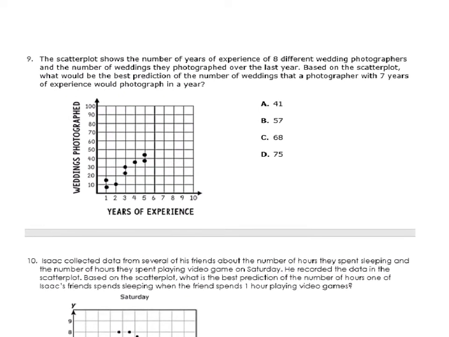Number 9. The scatter plot shows the number of years of experience of 8 different wedding photographers and the number of weddings they photographed over the last year. Based on the scatter plot, what would the best prediction of the number of weddings that a photographer with 7 years of experience would photograph in a year?